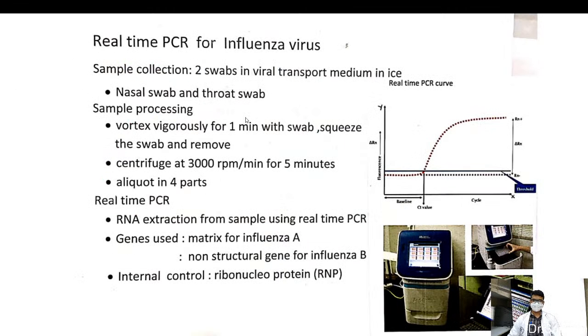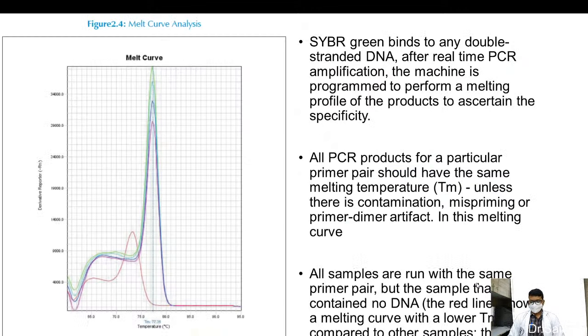So this is an example of real-time PCR for influenza virus. This is how the machine looks, where we place the PCR plate, and we can see real-time graphs on the screen. So what is melt curve analysis?